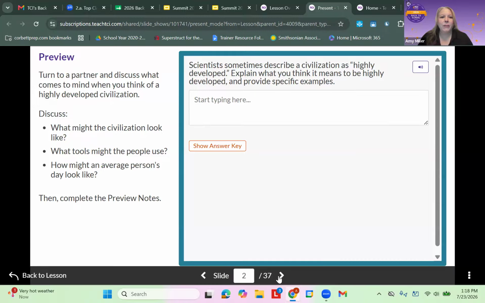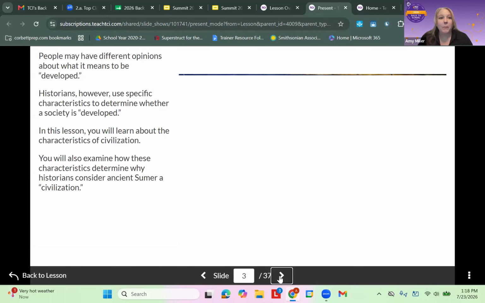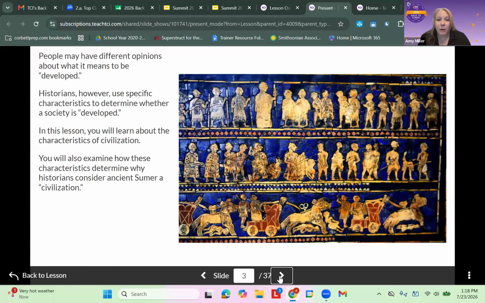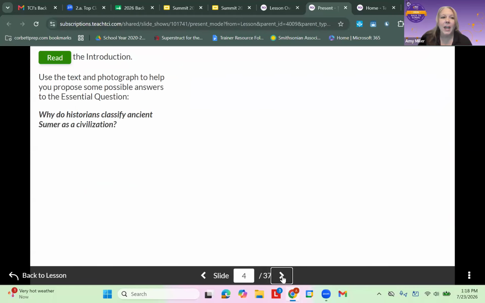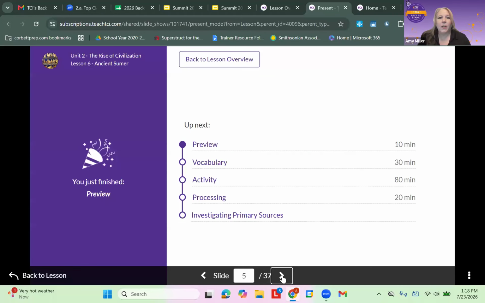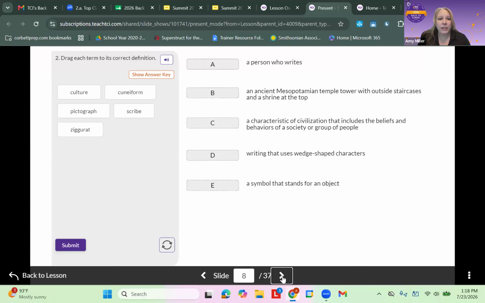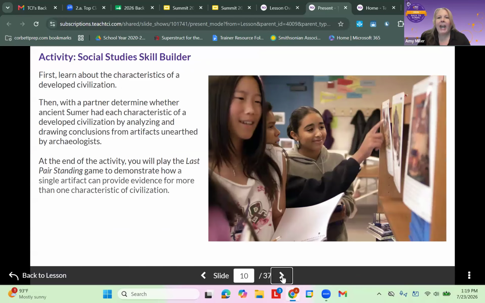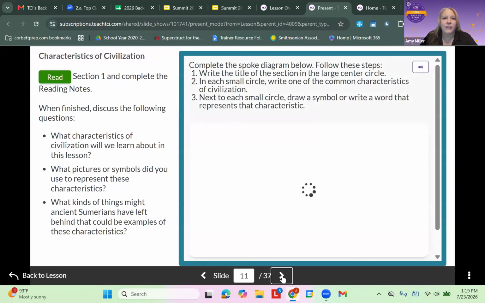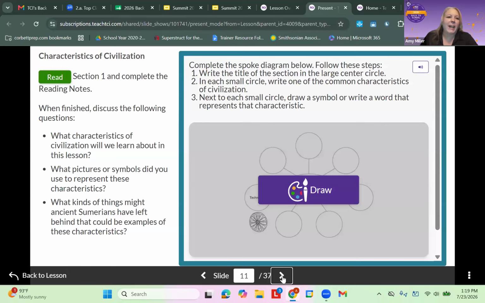Then they go through this lesson and they find that people may have different opinions about what it means to be developed, but historians use specific characteristics. As they go through this, they first learn about the characteristics of civilization, and then they're going to play a game with their shoulder partner, and they're going to do gallery walks around the room and look for those artifacts, those characteristics of civilization, and where they fit into civilization, as justification for why Sumer is a civilization.